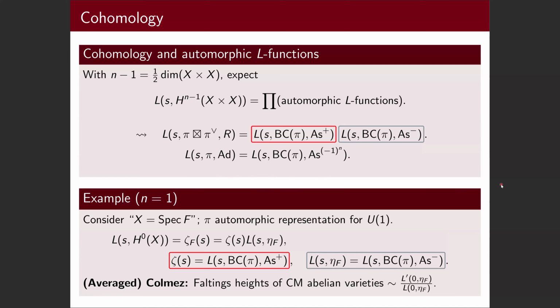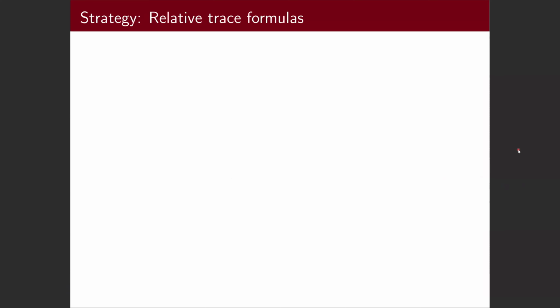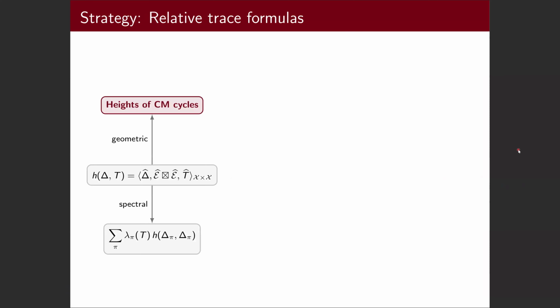Okay, so next I'd like to say something about the strategy. How do we actually prove this relation with adjoint L-functions? The strategy is by a relative trace formula. Here's a cartoon of what I was describing earlier. I have this arithmetic intersection number, this height pairing, which is being calculated in two ways. One way is to do something geometric and analyze the intersection points, the CM cycles. And the other way is to do something spectral and look at the decomposition over automorphic forms.